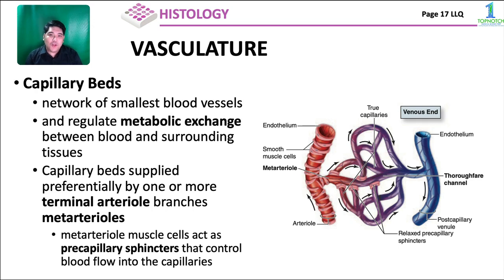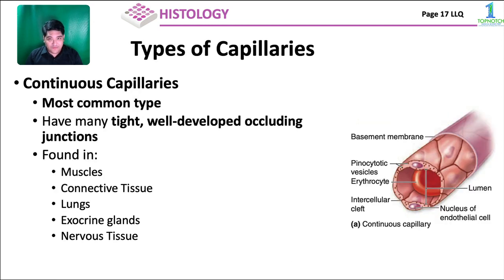Now, of course, since we are talking about your microvasculature, important ang capillary bed. It is a network of the smallest blood vessels. Okay, and it regulates your metabolic exchange. And then your capillary beds are supplied by your terminal arteriole, that will branch into your meta-arteriole. Your meta-arteriole now acts with precapillary sphincters that control the blood flow into the capillary. Okay, so ito yung first nun. Arteriole, meta-arteriole.